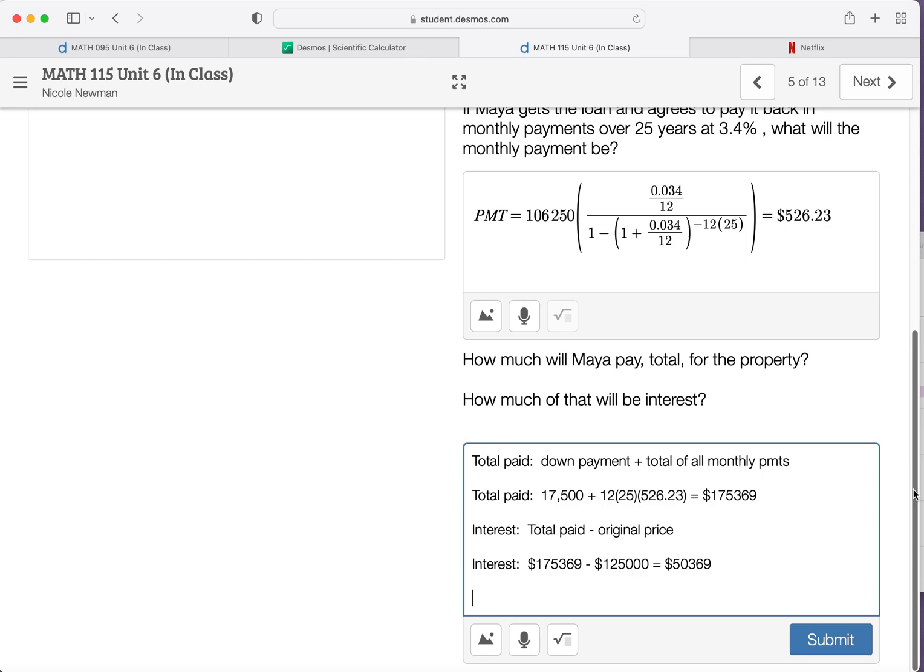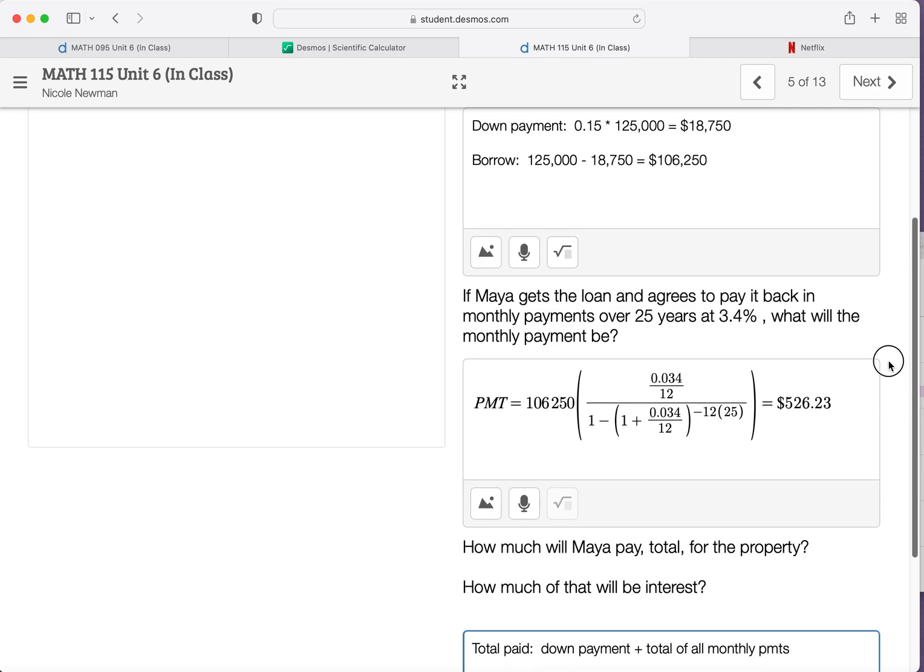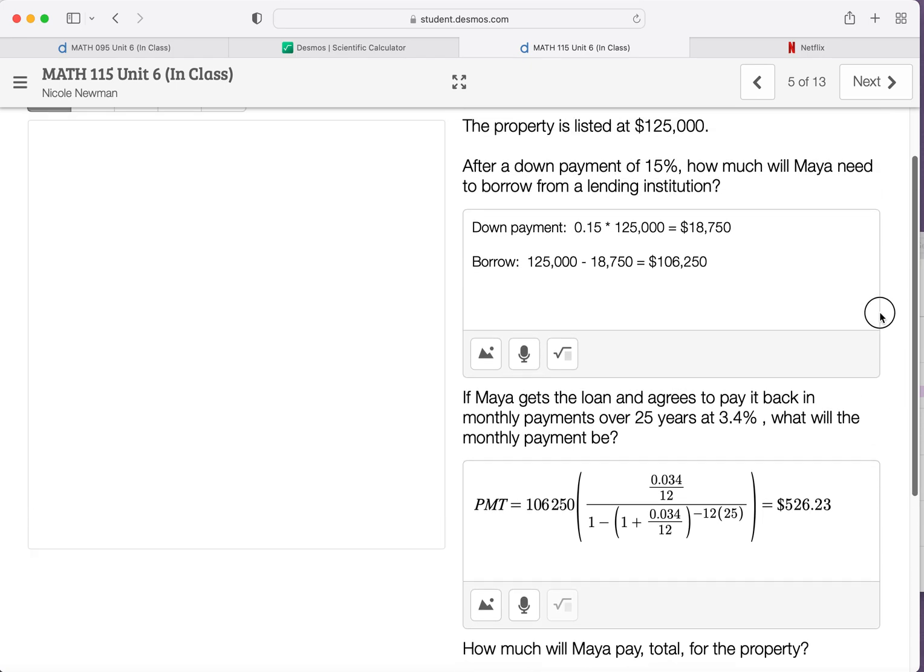And then I think this one is done. Total paid, how much is interest, and we found her payment to get us rolling after we did a little bit of work with a down payment in the beginning.